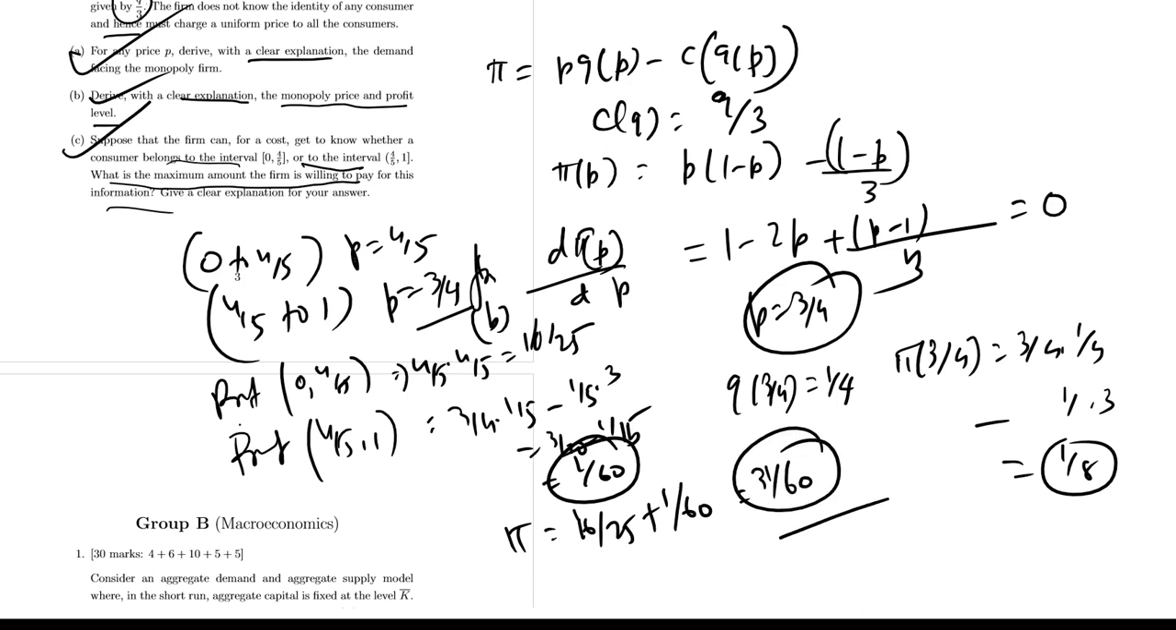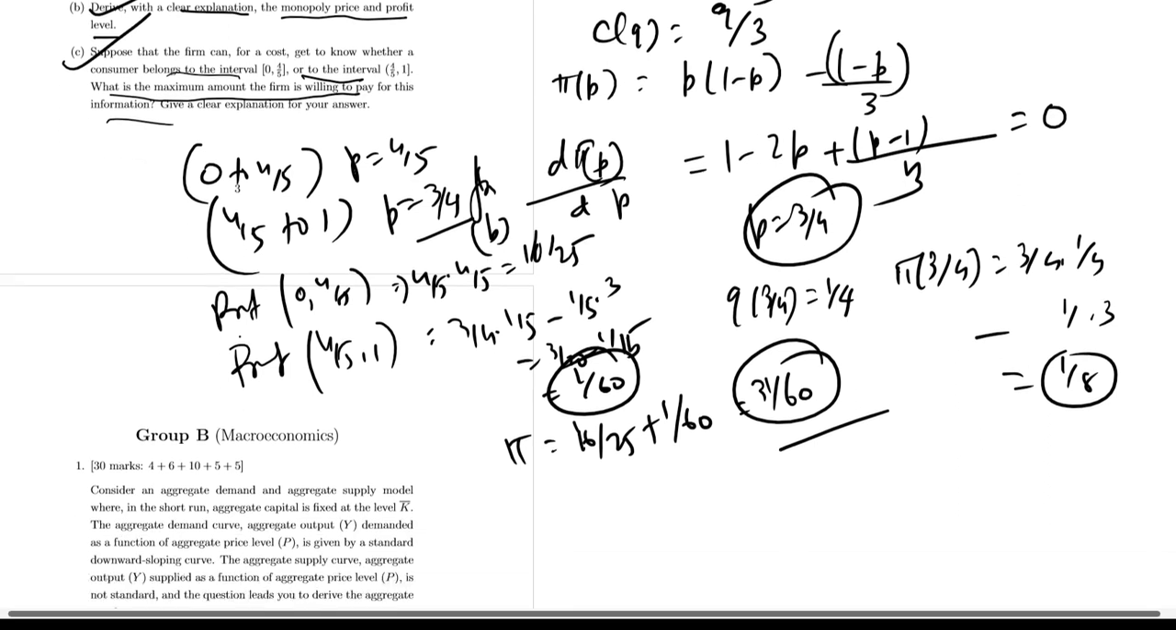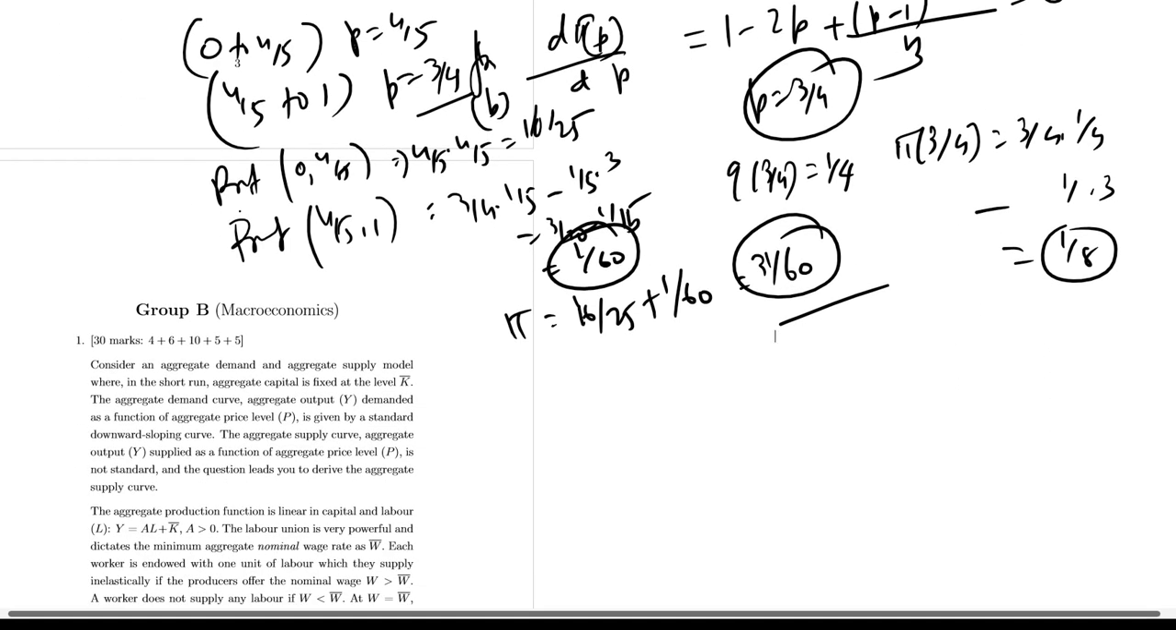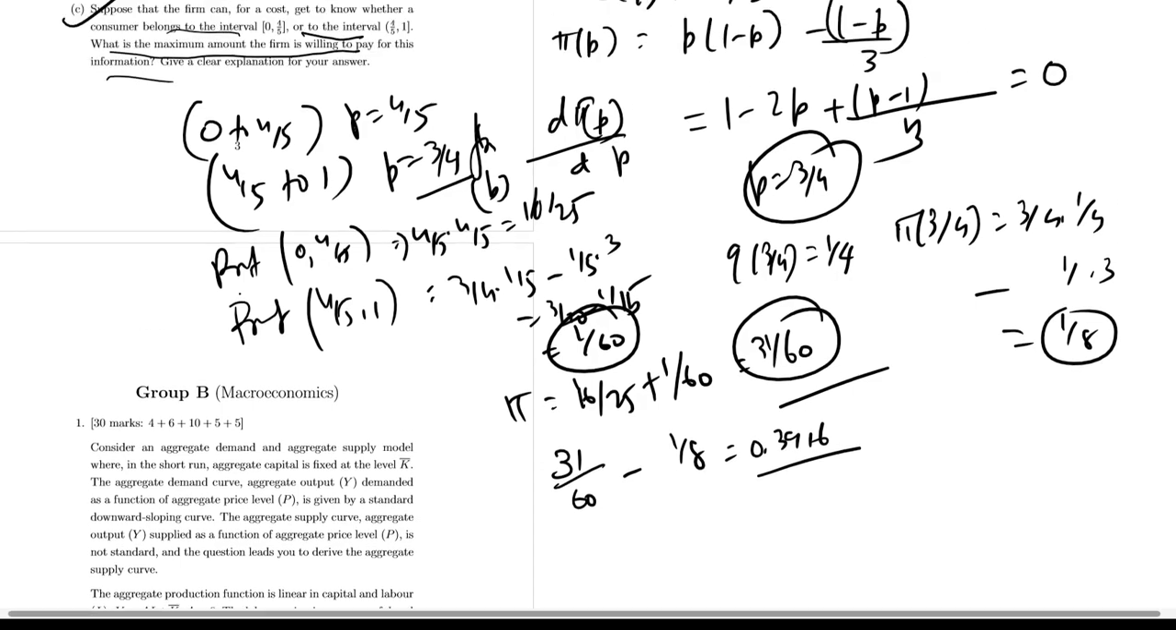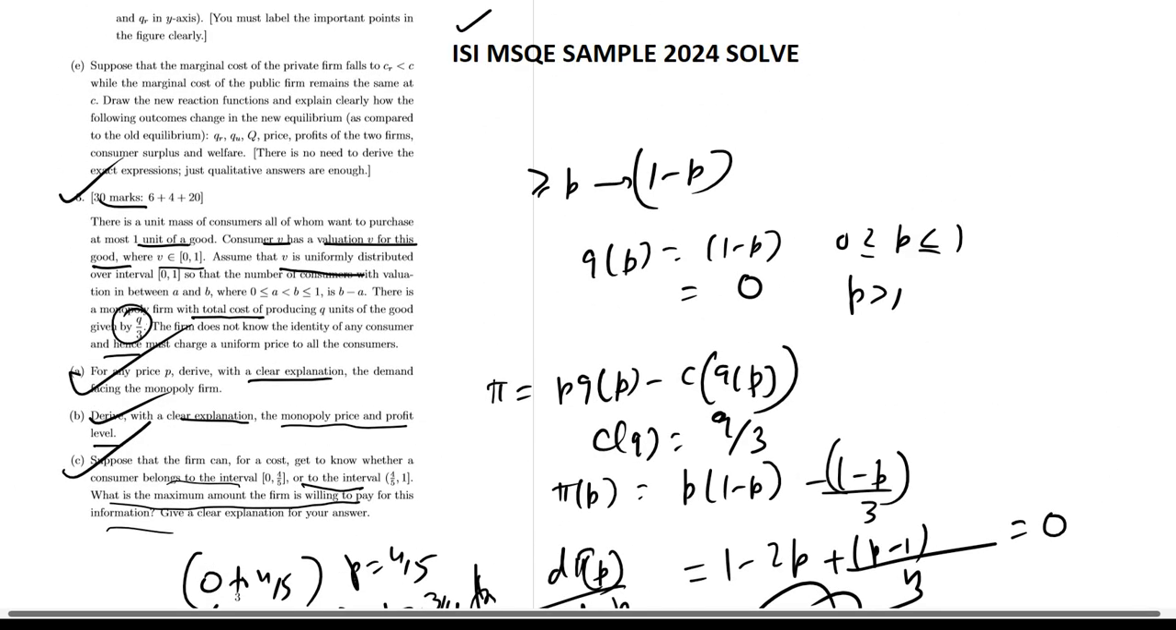So therefore, the maximum amount the firm is willing to pay for the information is the difference between these two profits: 31 by 60 minus 1 by 8, that is 0.3916. So the firm is willing to pay 0.3916. That's the answer to this question.